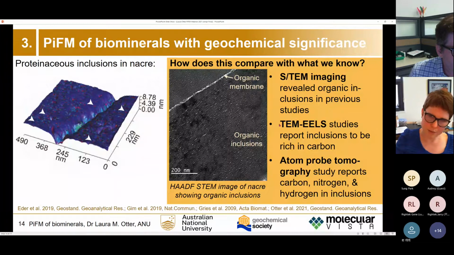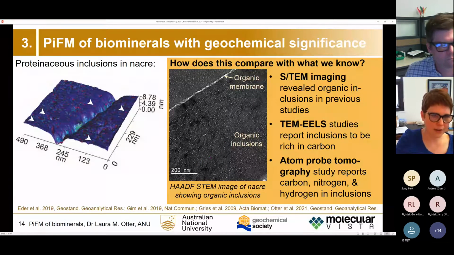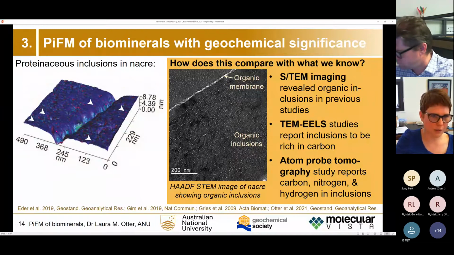This was a TEM EELS work performed. And also our previous atom probe tomography work could show that these inclusions consist of carbon, nitrogen, and hydrogen, which again just underlines the amide nature of this proteinaceous material. And so actually PFM data is very well complementing everything we did with these elemental analytical methods.